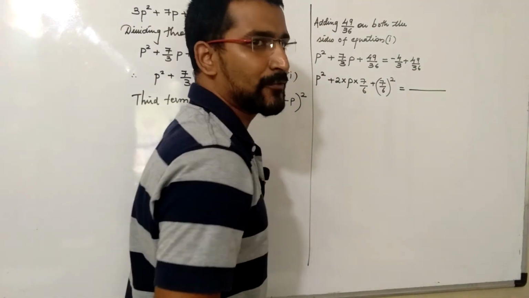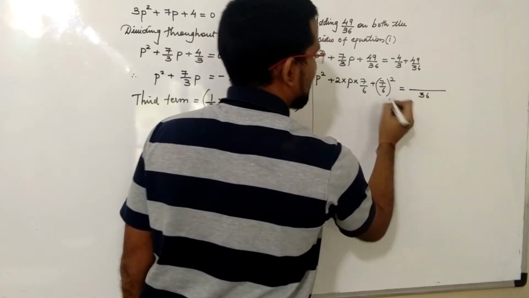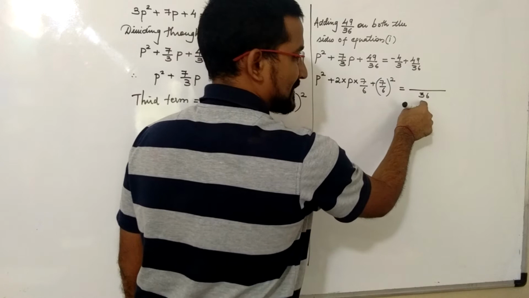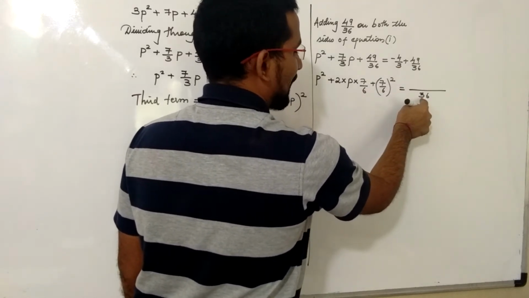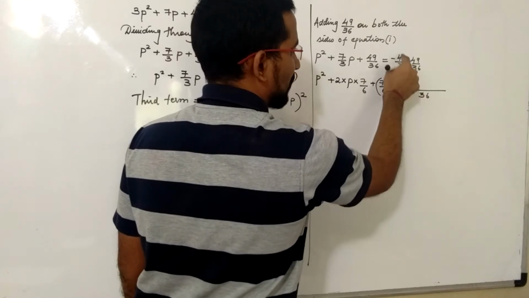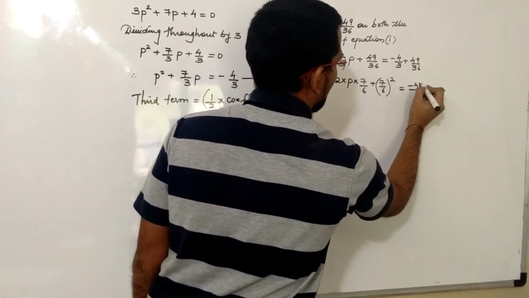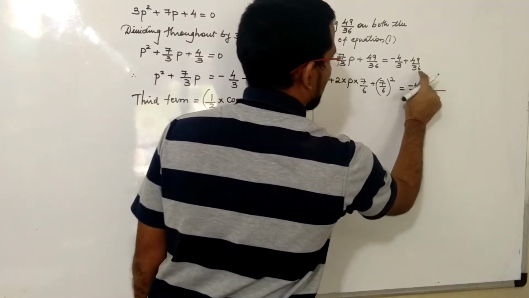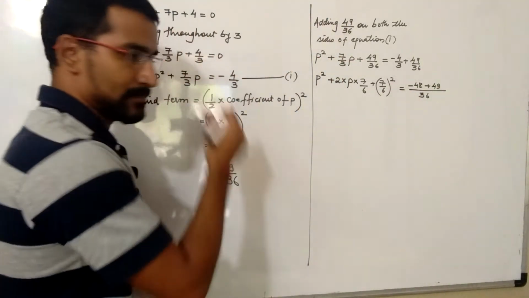Now LCM, we have to make the denominator same. So LCM of 3 and 36 is 36. Now 3 into 12 is 36. So that is we have multiplied 3 by 12. So it has become 36. Now we'll multiply above numerator value by 12. So it will become minus 48 plus it was already here 36. So it will remain the same, that is 49.